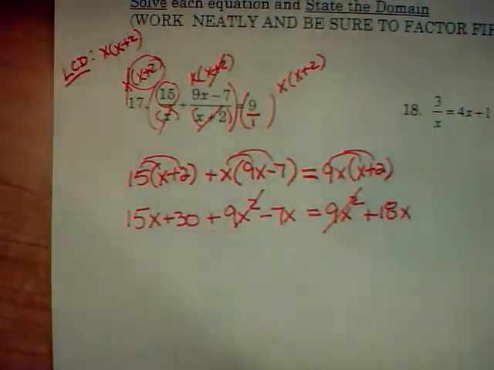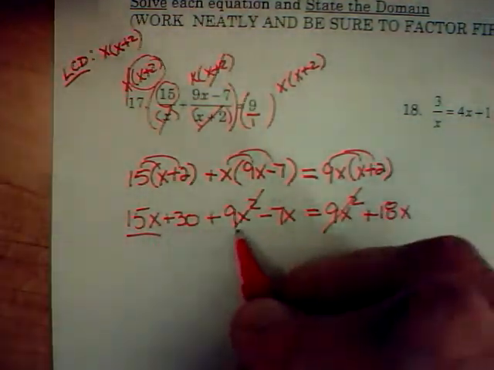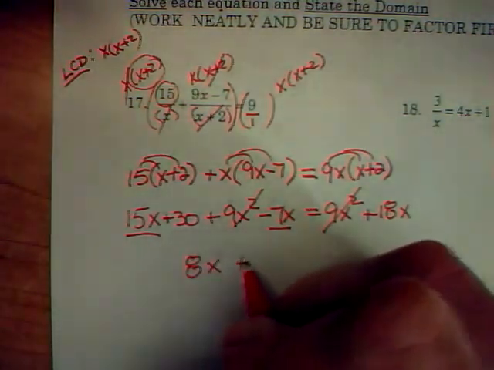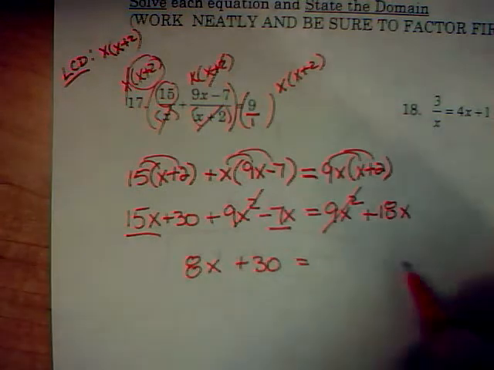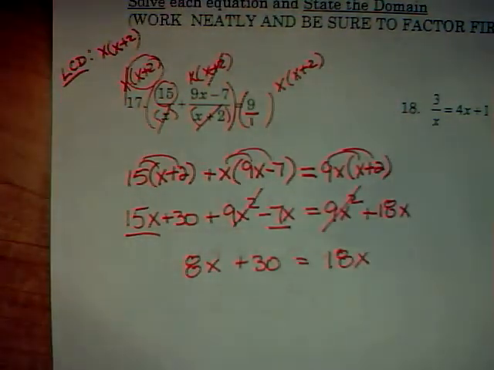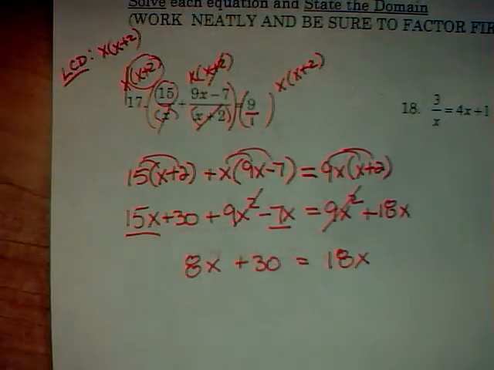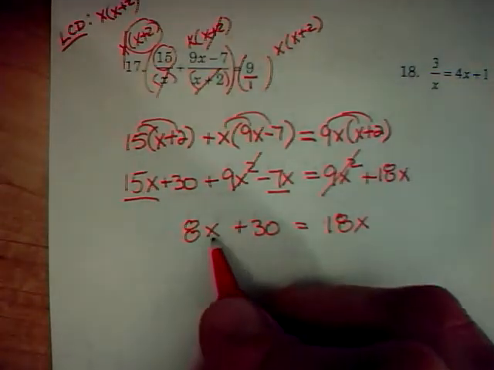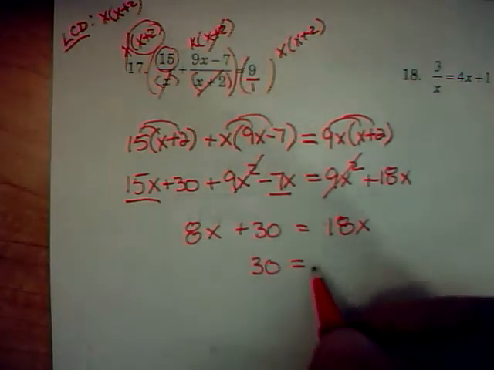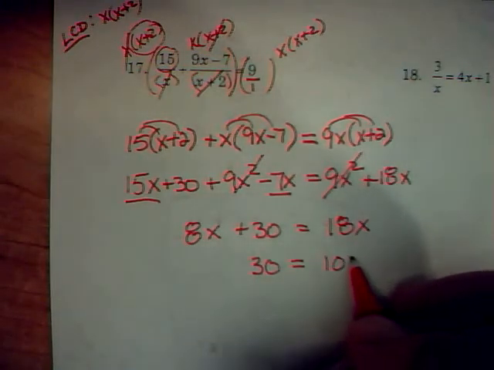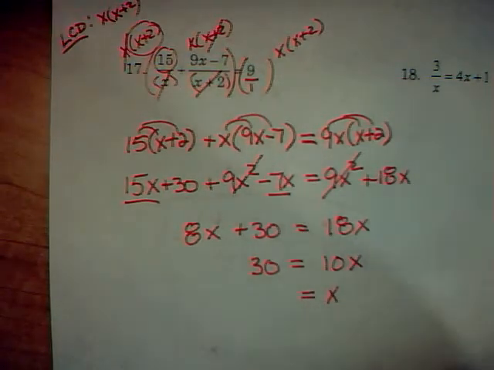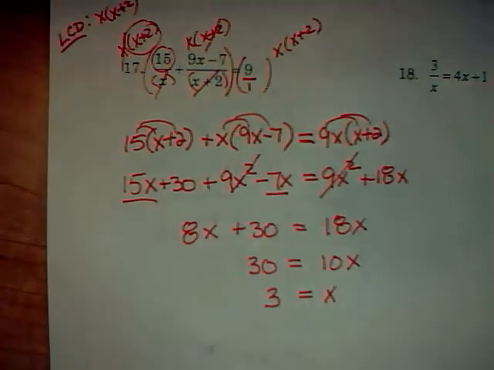We should then combine like terms here. The 15x and this negative 7x gets you positive 8x plus 30 equals. On this side, you're just left with 18x. Since the larger x value is on the right, I'm going to keep it on the right. I'm going to subtract the 8x over, so it's going to leave you with a 30 on this side. Subtract 8x from 18x, and you get 10x. Divide both sides by 10 to get x by itself, and x is equal to 3.